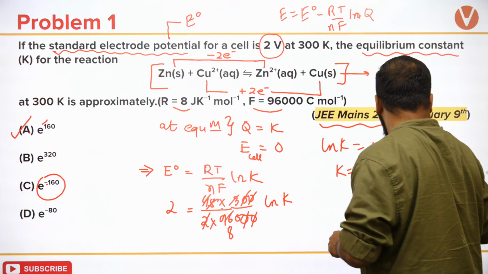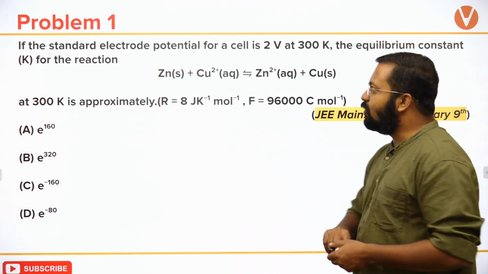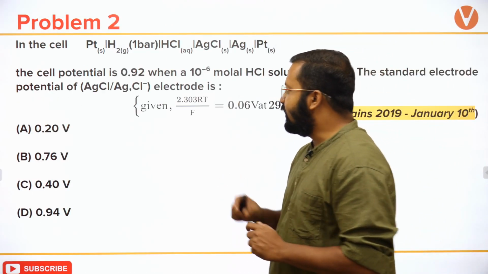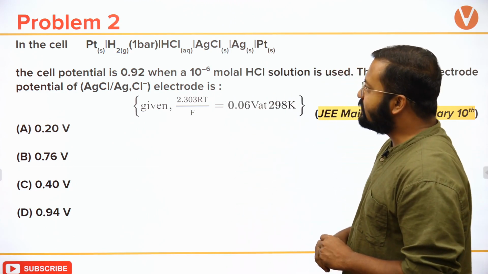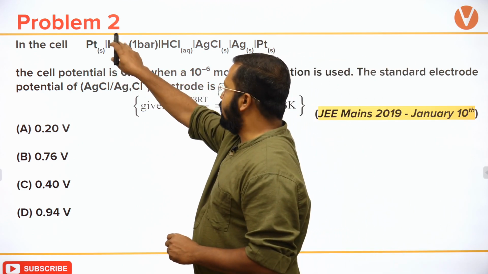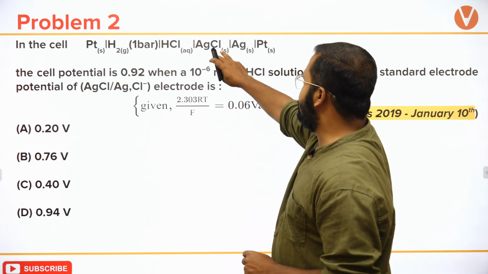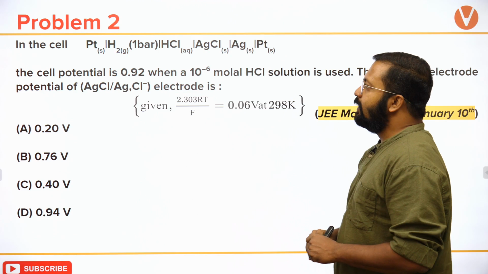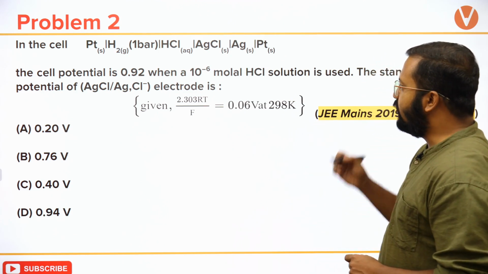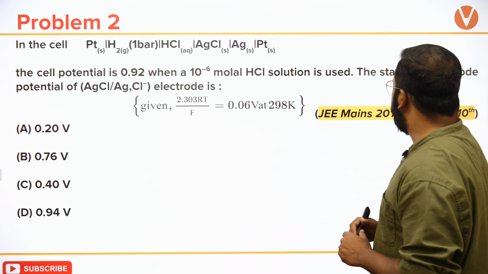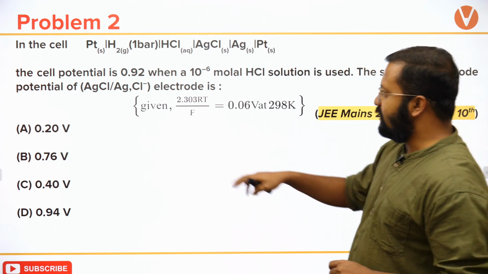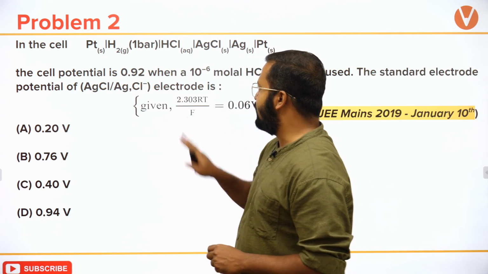Cool? Chalo, let's go on to the next question. Next question is this. In a cell Pt, solid H2, HCl, AgCl, Ag, Pt, the cell potential is 0.92 when 10 raised to 6 molal HCl solution is used. The standard electrode potential of the AgCl/Ag, Cl minus electrode is.